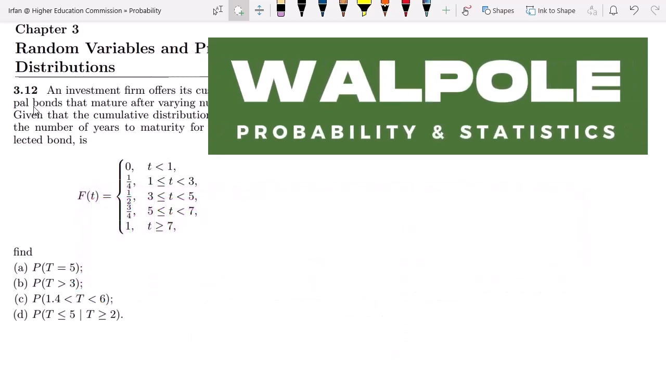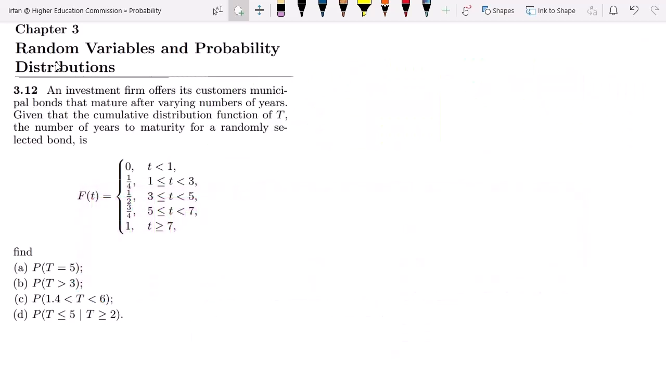Hello guys, I hope all of you are fine. So this is question 3.12 of chapter 3, which is related to random variables and probability distributions. Before discussing the same problem, today we are going to discuss another very important topic, which is related to the cumulative distribution function. Let me write it here, and this is also called CDF.